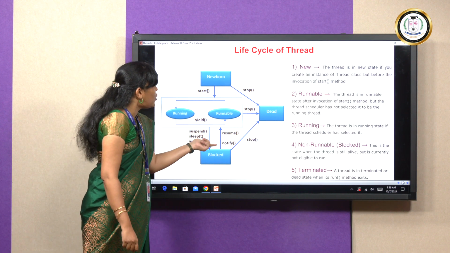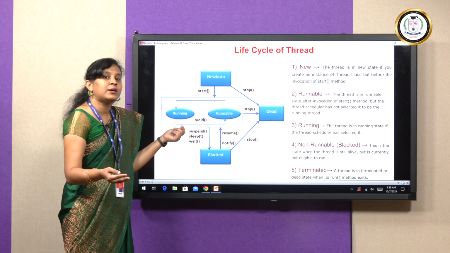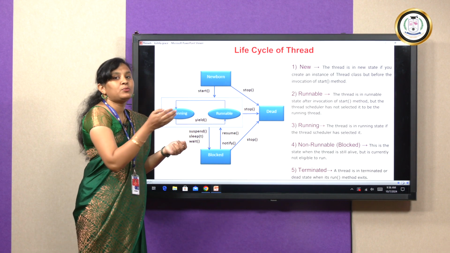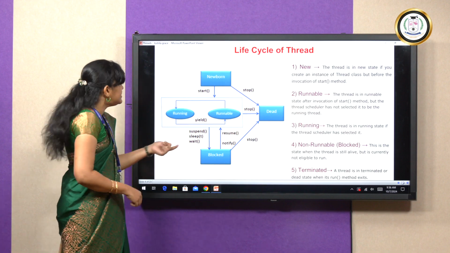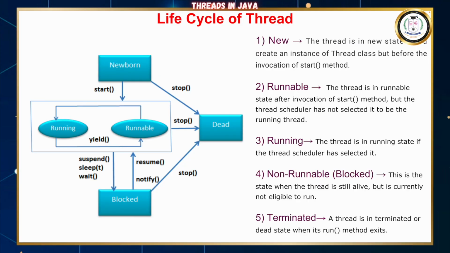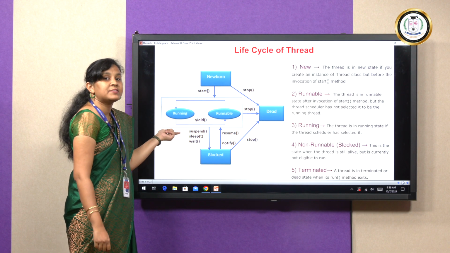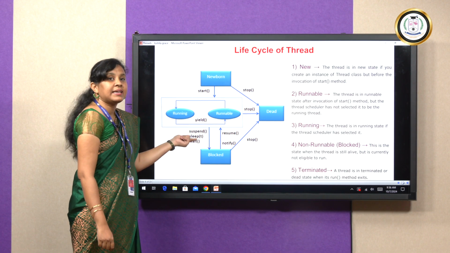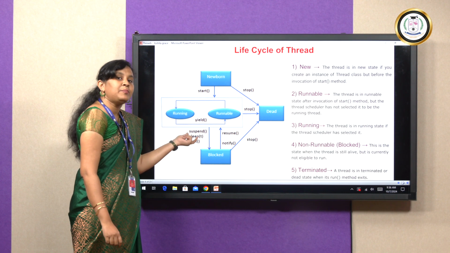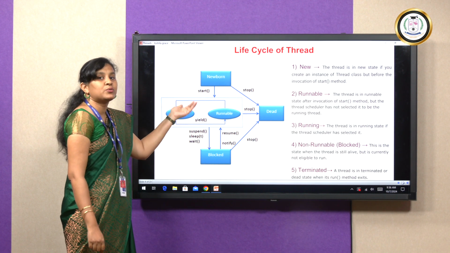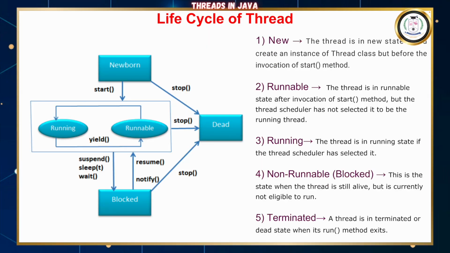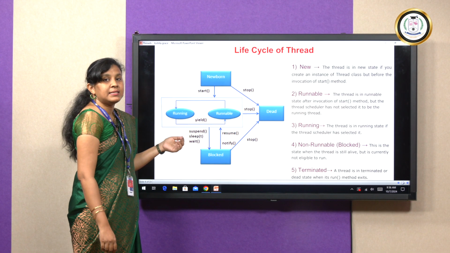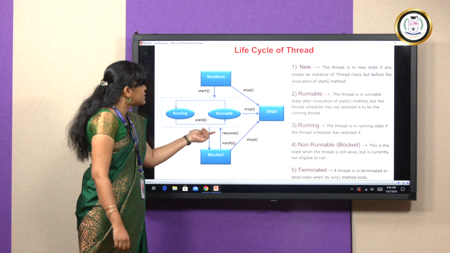Next is resume or notify. Once the thread goes to the blocked state, we have to bring it back to the runnable or running state. We bring it back by using the resume function or the notify function. When a thread goes to a blocked state with the help of the sleep function, it has particular milliseconds given, so when this time period is over, it automatically comes back to the runnable or running state. But in the case of suspend or wait, you should have a special function so that the blocked thread is moved to the runnable or running state. That particular function is nothing but resume or notify.